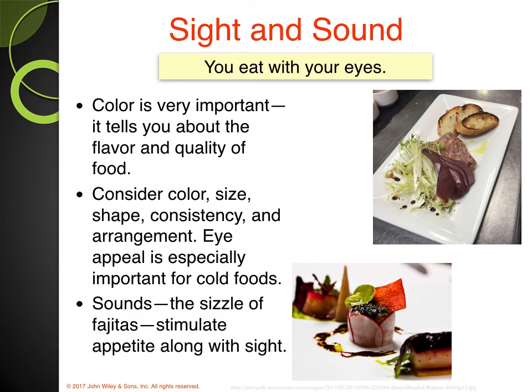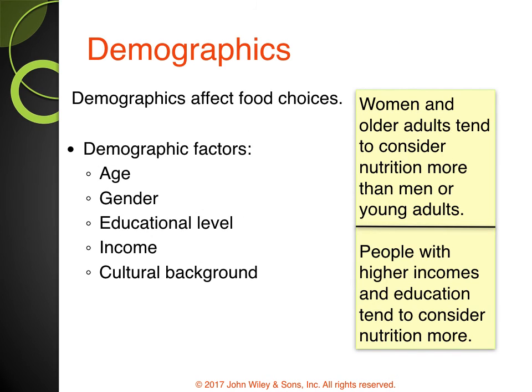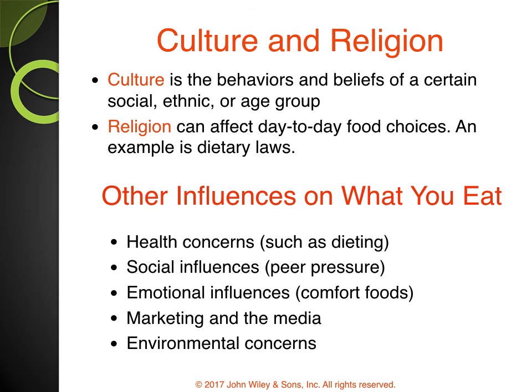So, all right, demographics. When we say demographics, we just mean age, gender, education level, income, cultural background. This can affect the foods that we eat. Culture and religion, I mentioned that. We already went over that.